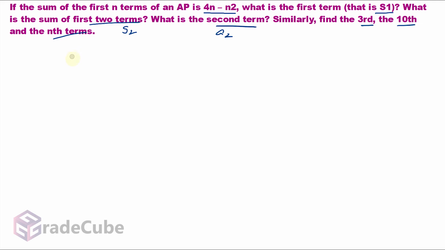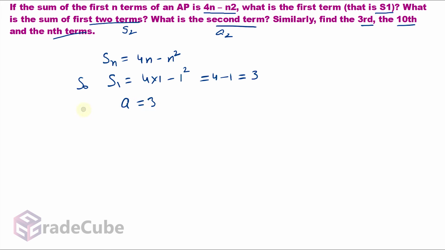So let's begin. First of all, the sum of first n terms of AP is 4n minus n square. So S1 is 4 multiplied by 1 minus 1 square, which is 4 multiplied by 1 equal to 4, minus 1 square is 1, equal to 3. Now S1 means sum of one term. So apparently it is a, the first term. Sum of one term means the first term only.